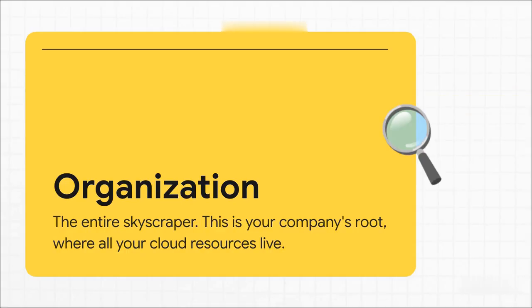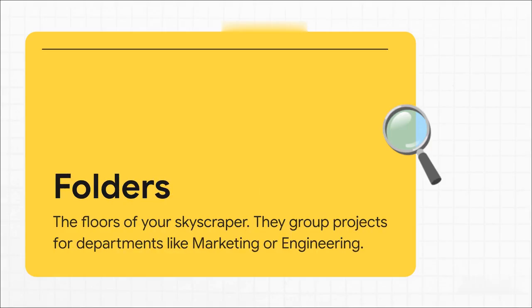So first up, at the very, very top, you have the organization. I want you to think of this as the entire skyscraper itself. It's the one single thing that represents your whole company and the cloud. Everything, and I mean everything you build, is going to live inside this one top-level structure. Okay, next up, we have folders. And if the organization is the skyscraper, you can probably guess, folders are the individual floors. This is how you start to create some real separation and order. You can have one floor for your engineering team, a totally separate floor for marketing, and maybe another one for all the shared tools that everyone in the building needs to use.